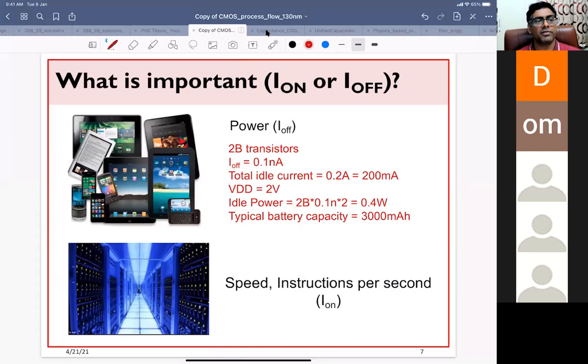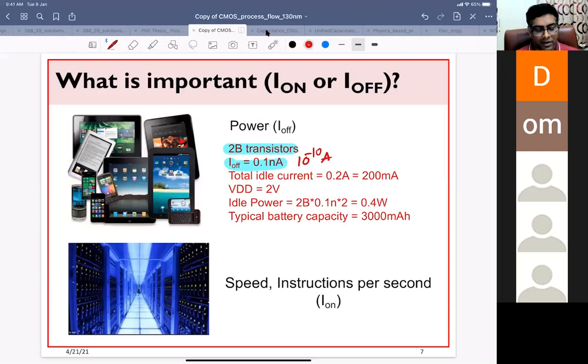If I give an example, let's say your mobile phone uses a processor which has 2 billion transistors, and your off current is very low, 0.1 nanoampere. 0.1 nanoampere is very small, 10 to the minus 10 ampere current.